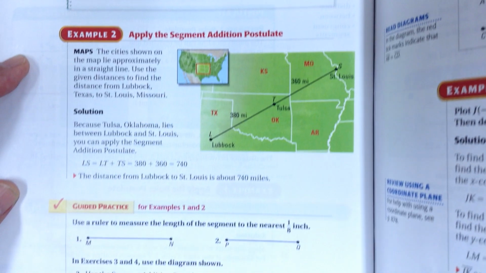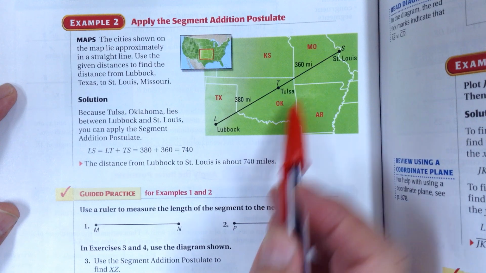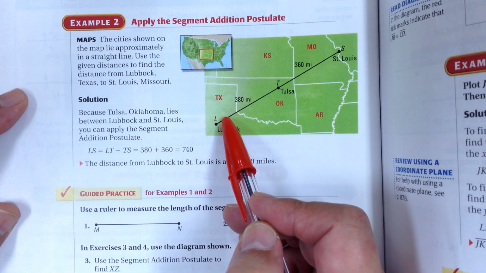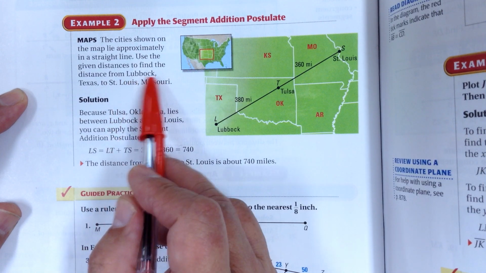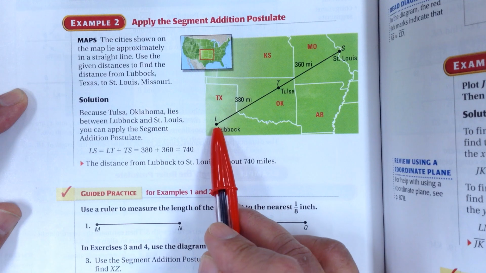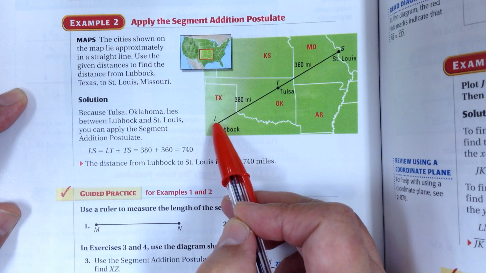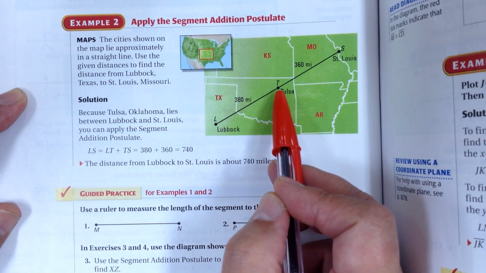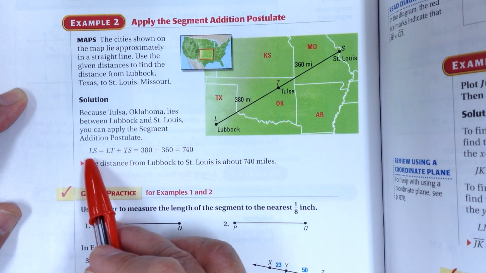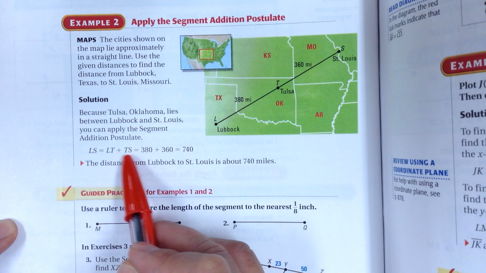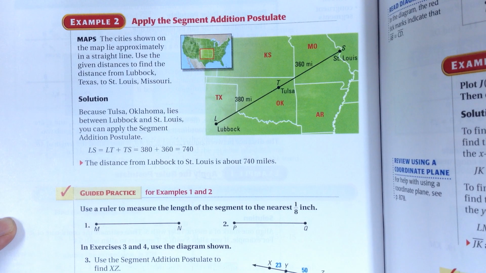To apply that, here's a map. Here are the cities shown, and you want to find the distance from Lubbock, Texas, to St. Louis, Missouri. The distances are given. From here to here is 380, and from T to S is 360. So from L to S, you just add. LS equals LT plus TS equals 380 plus 360 equals 740.